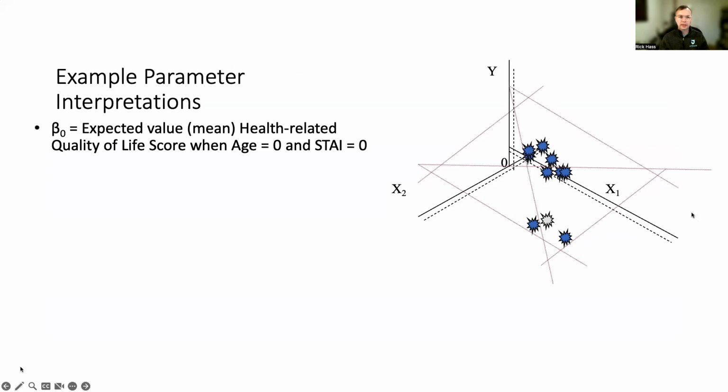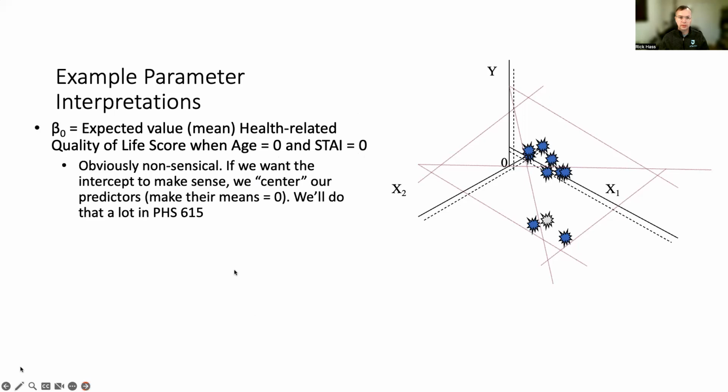So let's think about our problem again, right? In this situation where we're trying to predict quality of life, our intercept would be the expected value of health-related quality of life for people who have no age and no anxiety, which again makes no sense. But it's important that it's in the model. It provides a basis for the rest of the model, right? Sometimes, and we'll do this in PHS 615 for those of you who will take that class, we do what's called centering our X variables, in which case we can make the intercept make sense, but we're not going to do that in this class.